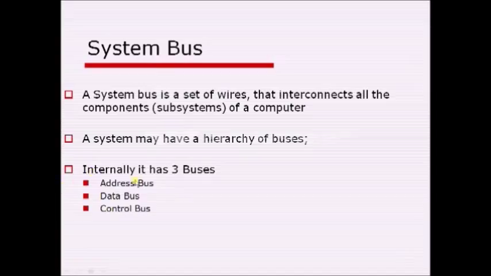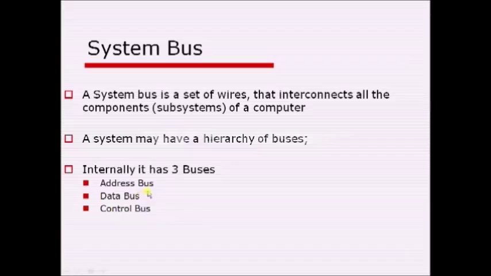Okay, and this system bus internally has three buses, that is address bus, data bus and control bus. So the address bus is unidirectional, which is from the processor to the peripherals, and the data bus is bidirectional. Why? Because data can be transmitted by the processor as well as received from the peripherals. And the control bus is also bidirectional, and the direction of signal from the processor to the peripherals will be called control signals, and the direction of the same bus from the peripherals to the processor will be called acknowledge signals.